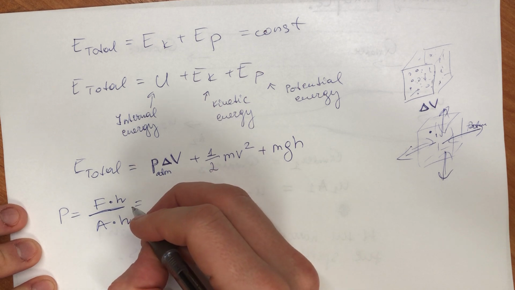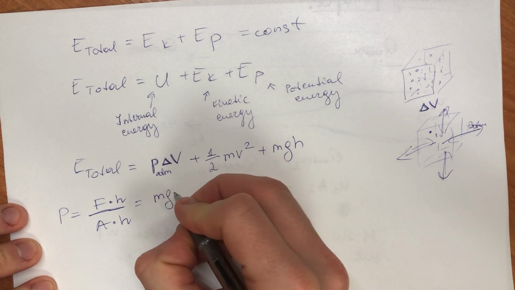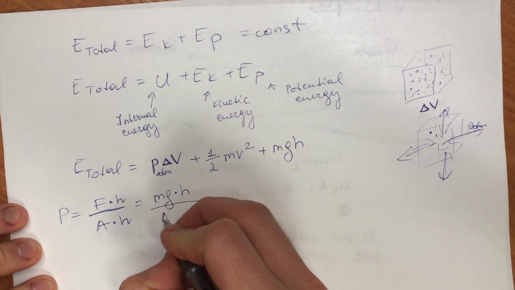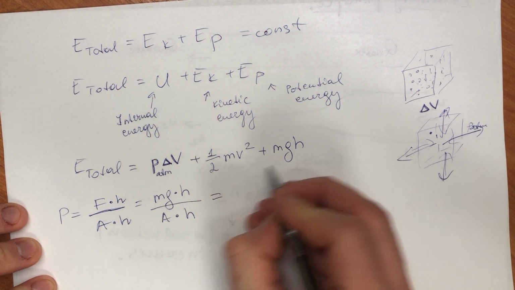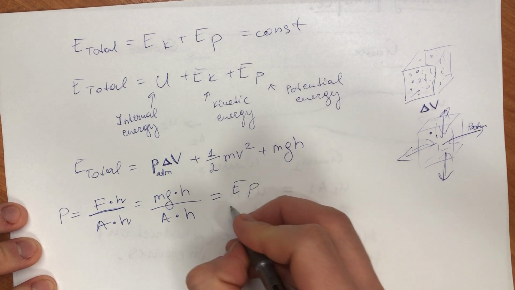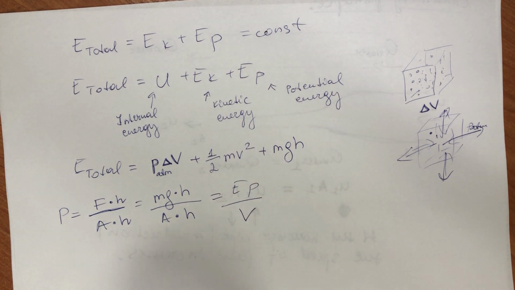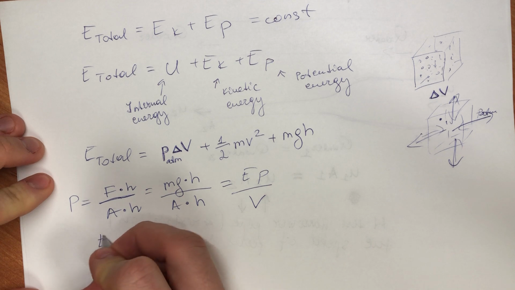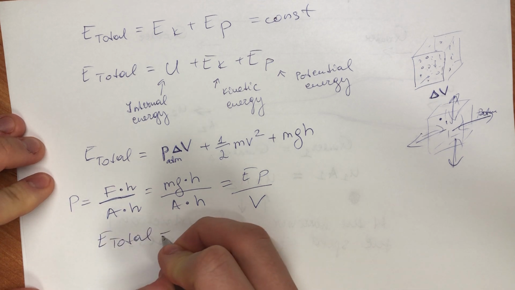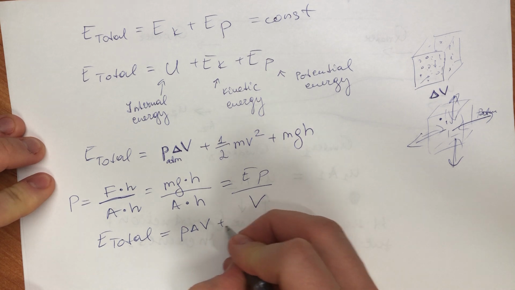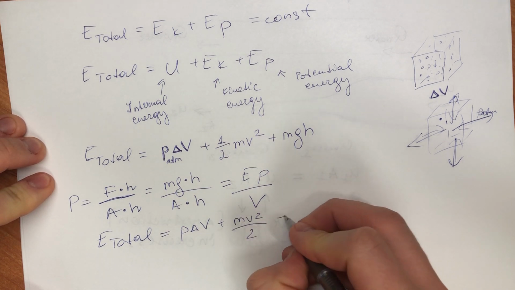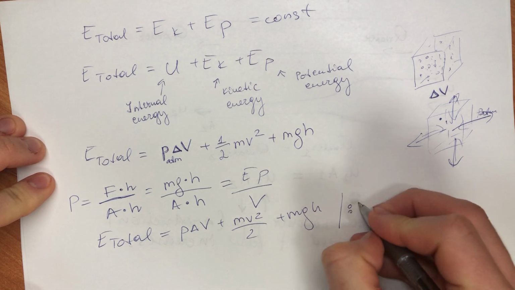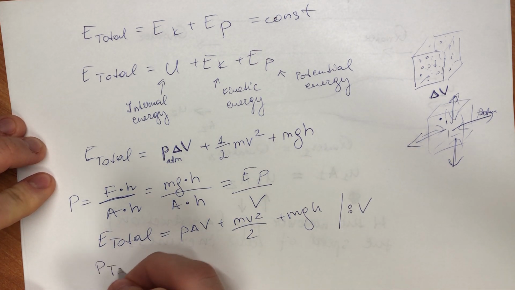F is mg times h, and this is A times h. And here you have potential energy divided by volume. So you see that you have potential energy divided by volume. So in order to obtain pressure, you need to divide potential energy by volume. Okay, so that's what we do. We have E total, we have P delta V plus mv squared divided by 2 plus mgh. So we divide everything by volume, and we get total pressure.